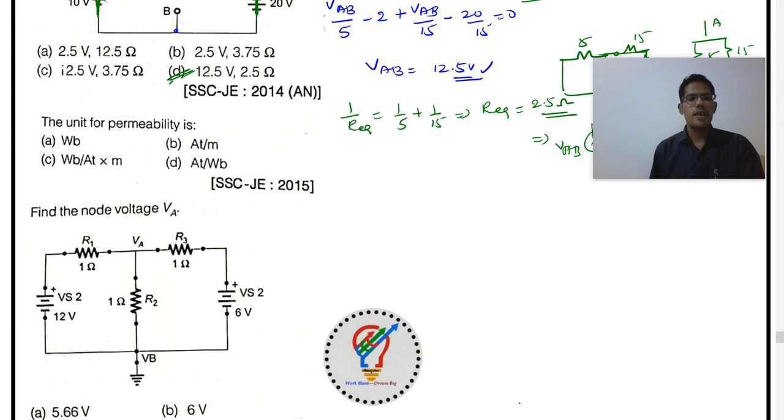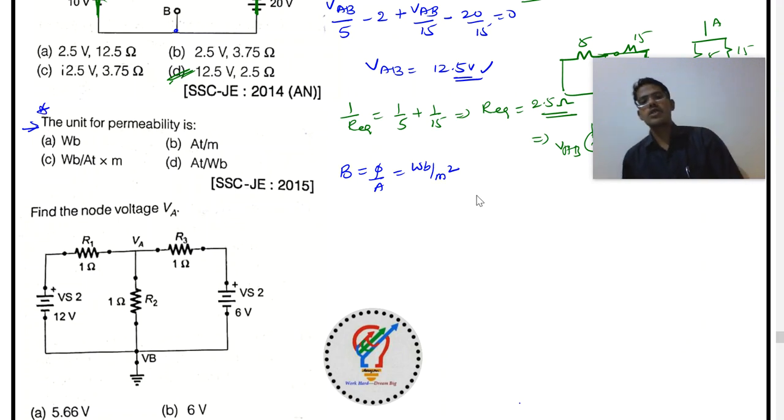Next one, a basic important question here: the unit of permeability. First of all, we'll discuss the magnetic flux density. Magnetic flux density B is equal to flux by A. Units are Webers per meter square. So this question is very important. Why? Because it is asked in so many exams. So Webers per meter square, or the other unit is Tesla.